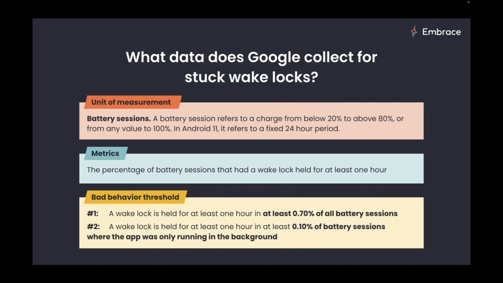So effectively what Google is saying here is that they really, really don't want you to hold a wake lock if your app was running in the background, because that's really going to drain the CPU and lead to a bad user experience for the Android device owner. And only allowing it for 0.1%, it gives you a very small margin for error. That's 1 in 1,000 sessions in which you can hold this wake lock in a bad way.